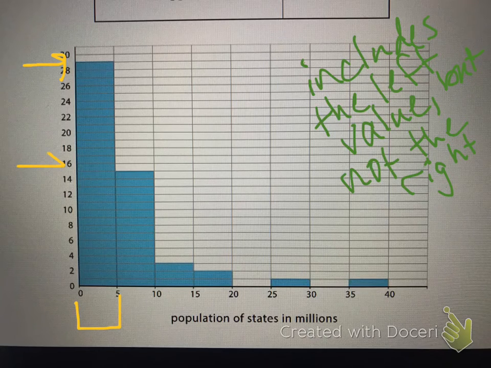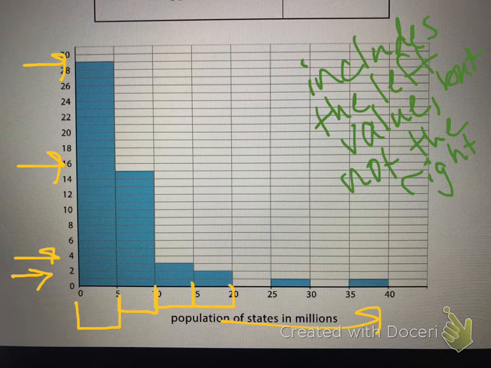We have 15 states that have a population between 5 and 10 million. We have 3 states with a population between 10 and 15 million, and we have 2 states with a population between 15 and 20 million, and so forth.